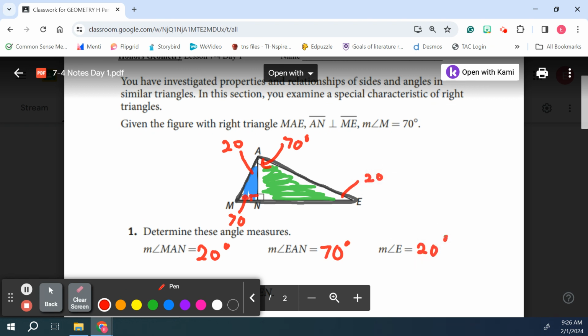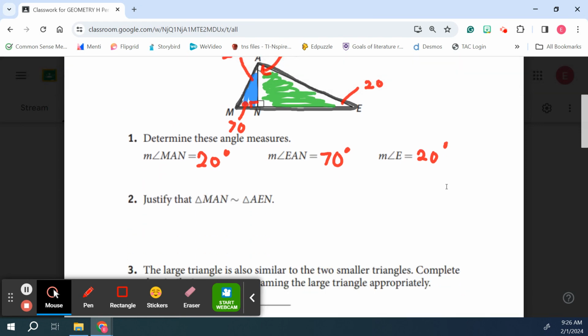So do you see how these triangles share a lot of different angles? So they're all similar to one another. Questions on that? All right, let's take a look at number 2.